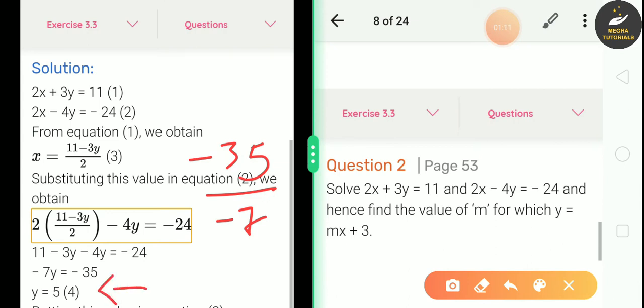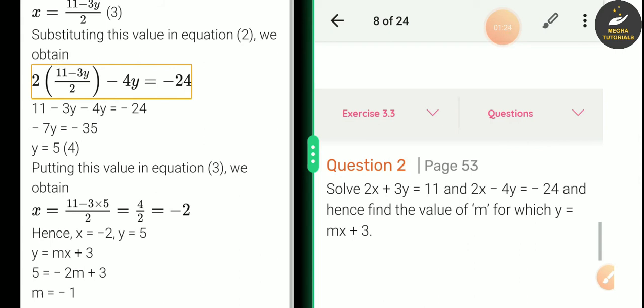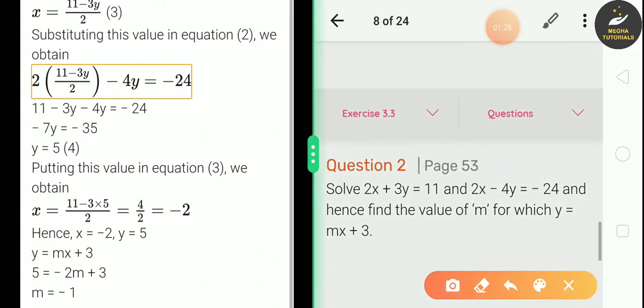Consider this equation 4. Then substitute the value of y in equation 3. So we'll get x is equal to (11 minus 3 into 5) upon 2. So 3 fives are 15. So (11 minus 15) upon 2, that is minus 4 upon 2. Here the minus sign will come. So minus 4 upon 2 is minus 2. So the values of x and y are minus 2 and 5.